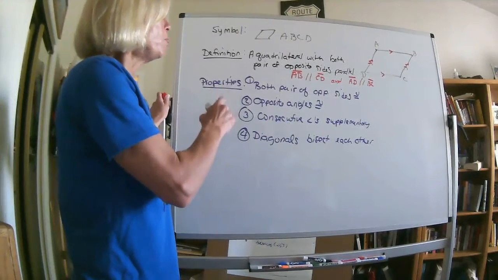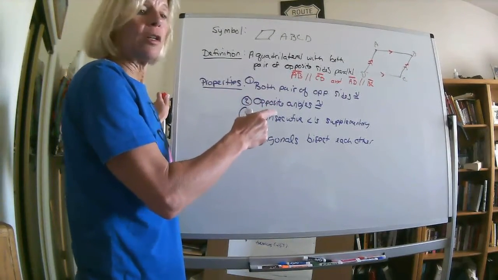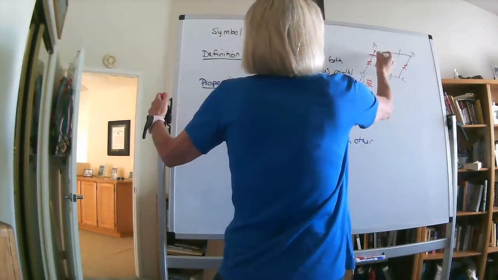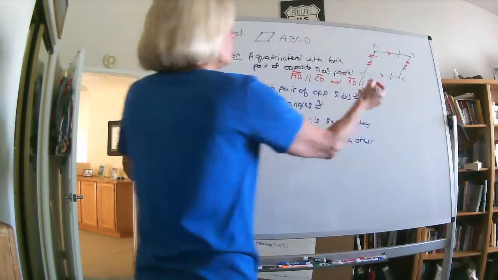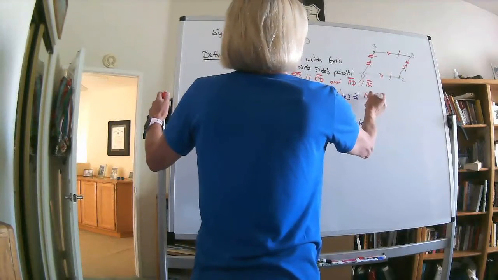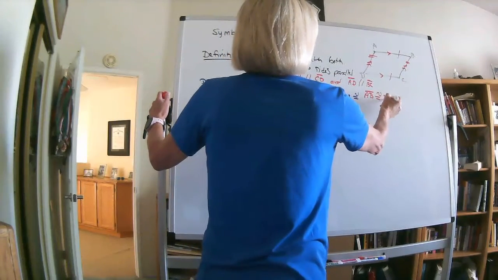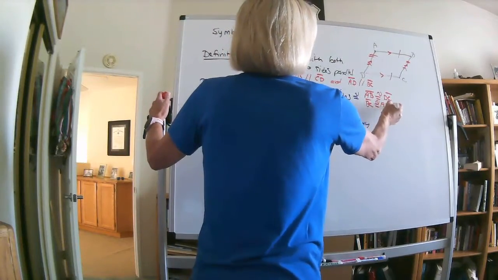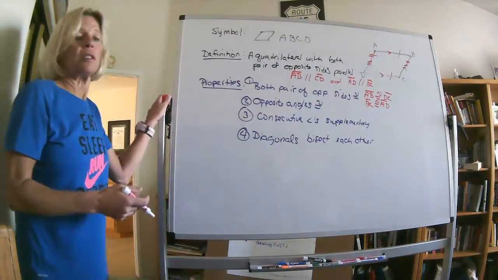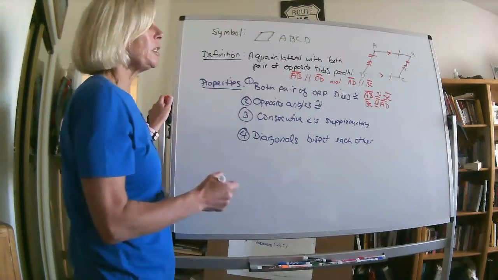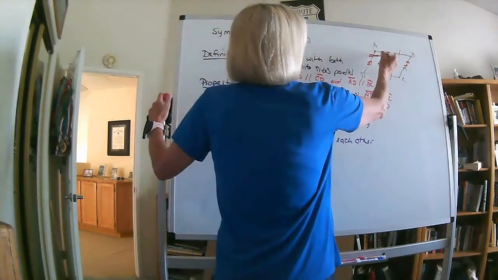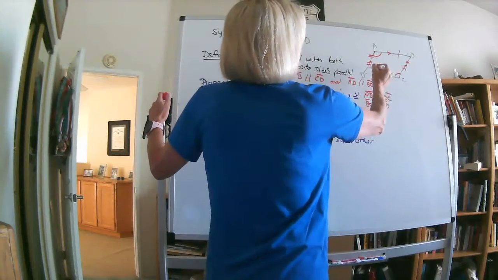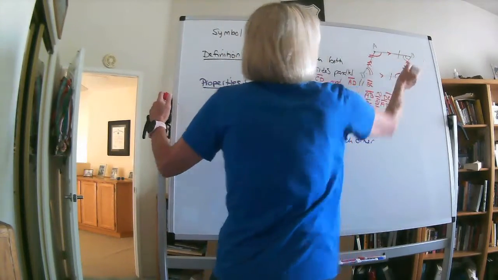We also know that both pairs of opposite sides are congruent. That's a property of parallelograms. So I can mark that, which is just going to tell me that AB is congruent to CD and BC is congruent to AD. I'm going to use that idea when I set up equations. Opposite angles are congruent. Angle A is congruent to angle C. Angle B is congruent to angle D.